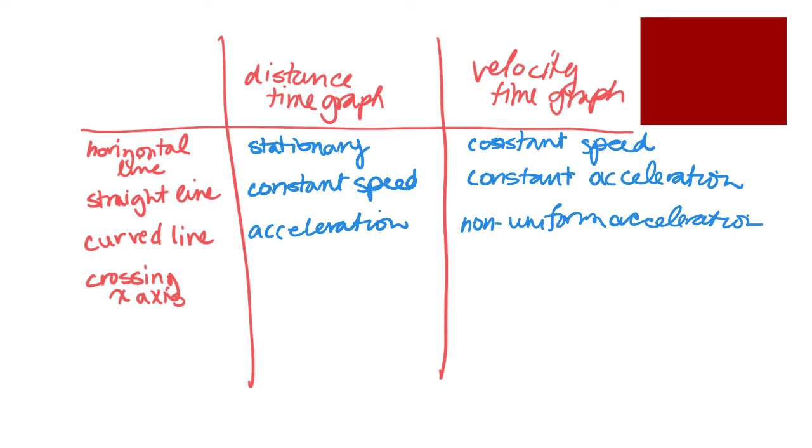If I cross the x-axis on a distance time graph, that means I pass my origin. On a velocity time graph, I have no idea where I started, but crossing the x-axis means something different. It means I've changed direction.